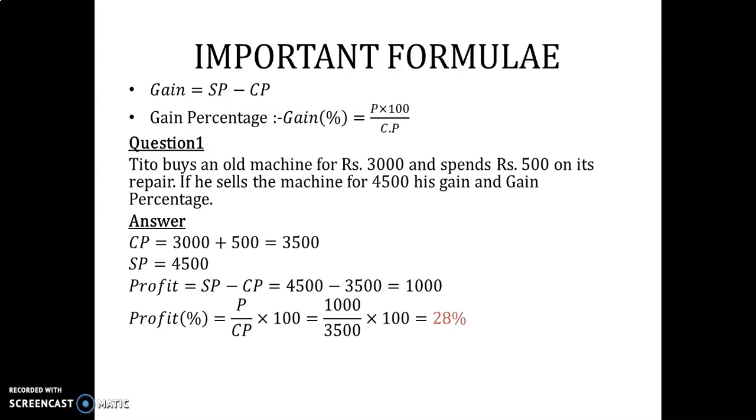So profit percentage is the percentage of the profit that we get on the basis of cost price. That is profit divided by cost price into 100. That is equal to 1000 divided by 3500 into 100, which is equal to 28%.